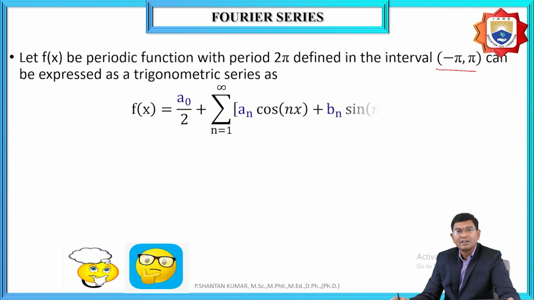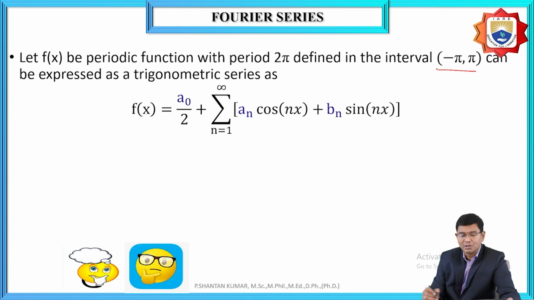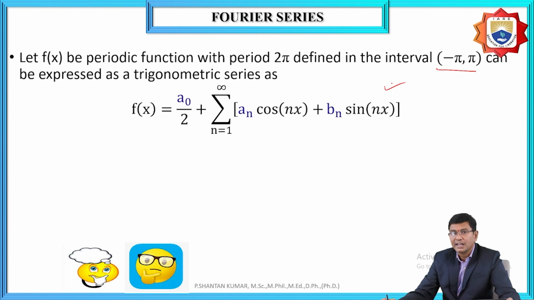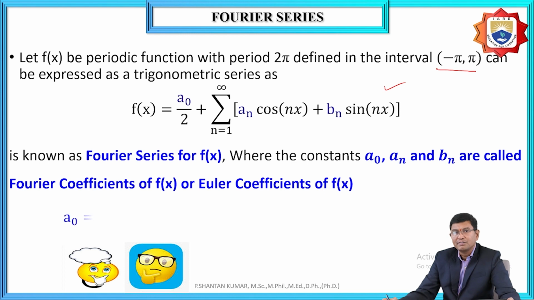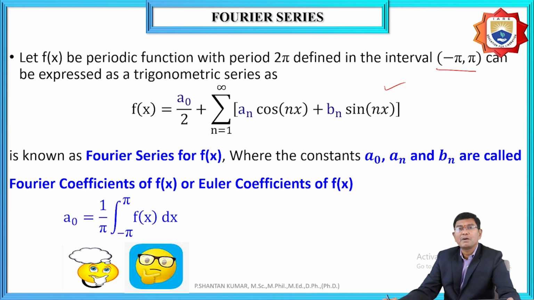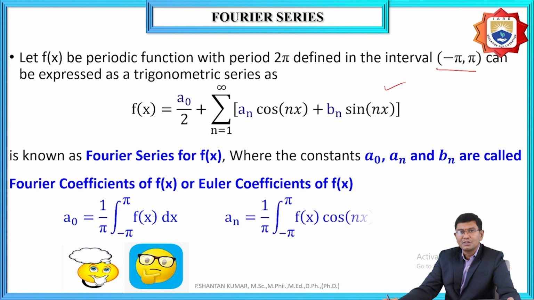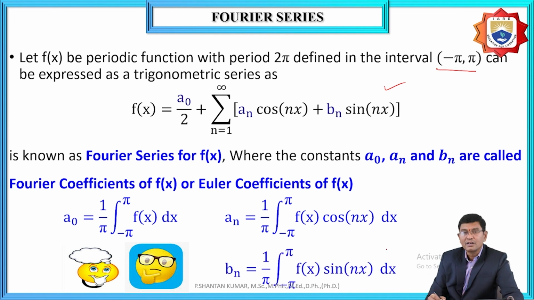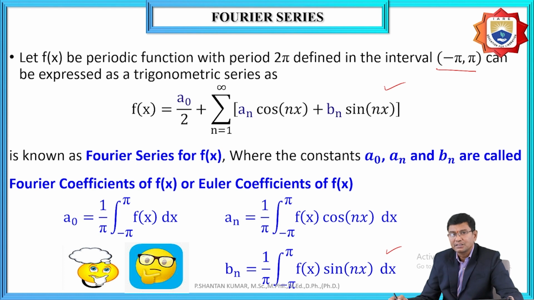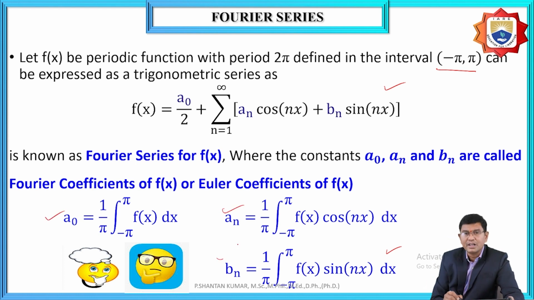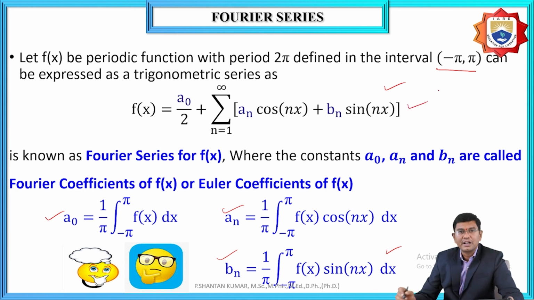Here the Fourier series of f of x is a naught by 2 plus the sum from n equals 1 to infinity of a n cos nx plus b n sin nx, under the limits minus pi comma pi, where the value of a naught is equal to 1 by pi, integration from minus pi to pi of f of x dx, and a n is equal to 1 by pi, integration from minus pi to pi of f of x cos nx dx, and b n is equal to 1 by pi, integration from minus pi to pi of f of x sin nx dx. These a naught, a n and b n are called the Fourier coefficients or Euler coefficients. Under the limits minus pi to pi, this is the Fourier series for f of x, clearly represented.